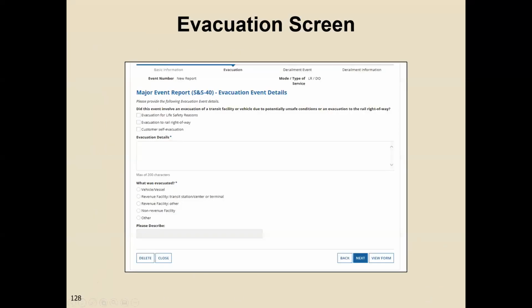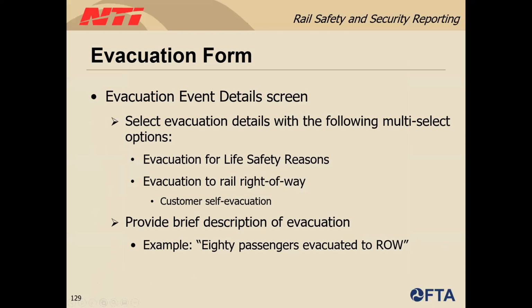Here's a screenshot of the evacuation subform. The first question on the evacuation event screen is to confirm that the evacuation was for life safety to the rail right of way, and if either of these situations was a self-evacuation. You may select as many options as needed. They'll then include a brief description of the evacuation, including the cause.